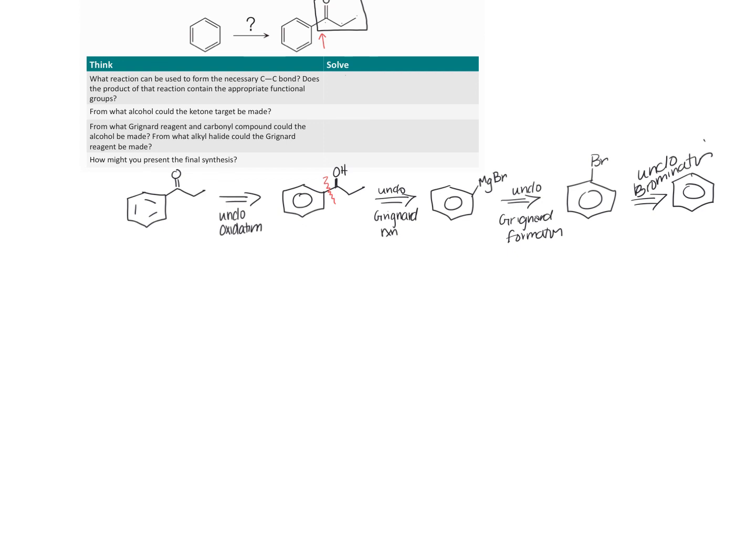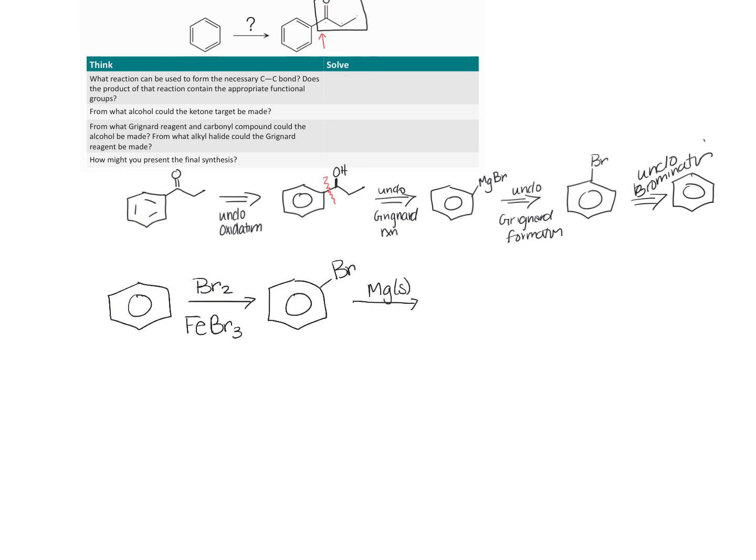When we look at it, here's our benzene ring. We're going to add Br2 and FeBr3, and that gives us the bromobenzene. Then to do the Grignard synthesis, we're going to add magnesium metal and stir it in ether. That forms the Grignard, which is the magnesium bromide like that.